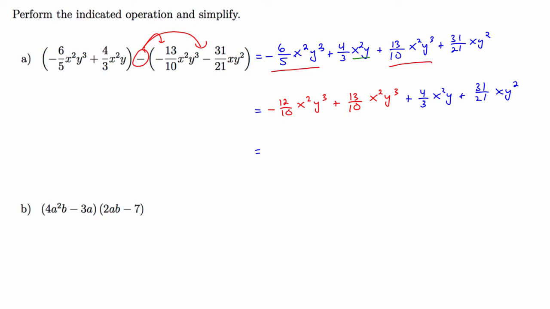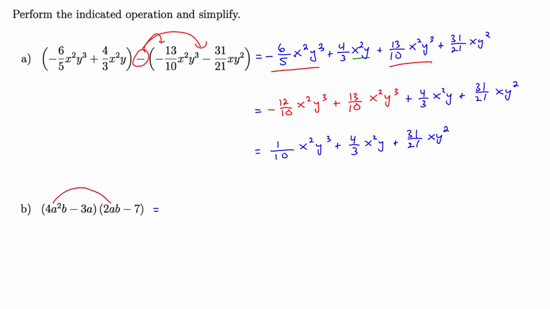Final step, combining our like terms. Negative 12/10 plus 13/10 leaves us with 1/10 x squared y to the third plus 4/3 x squared y plus 31/21 xy squared. On part B of this example, we're going to use our standard FOILing process. We have 4a squared b minus 3a, that quantity times the quantity 2ab minus 7. Since there is no shortcut or trick that's going to be used here, we'll simply FOIL.